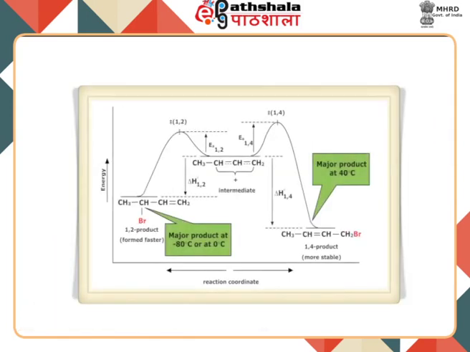This diagram represents the transition state for 1,2 and 1,4 addition products. The double dagger symbol and 1,2 in brackets represent the transition state for 1,2 addition, and double dagger in brackets 1,4 represents the transition state for 1,4 addition. From this we can see that the 1,2 product is a major product at -80 or at 0 degrees Celsius and it is formed faster, whereas the 1,4 product is more stable and it is formed at higher temperature at 40 degrees Celsius.